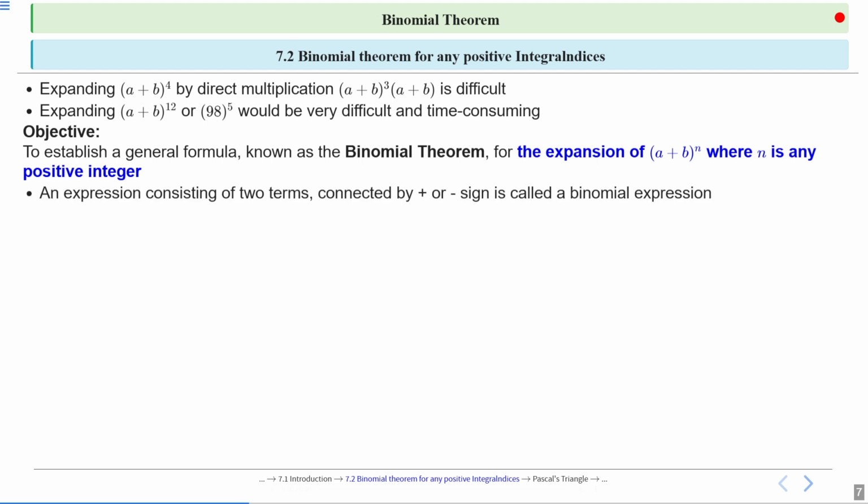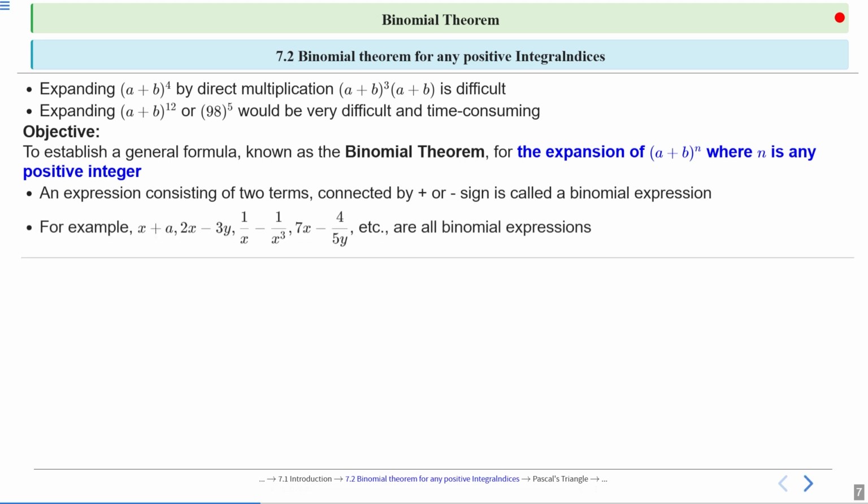Now look at this. An expression consisting of two terms connected by a plus or minus sign is called a binomial expression. So this is the definition of a binomial expression. If we have an expression and this expression consists of two terms connected by a plus or minus sign, we call it a binomial expression.